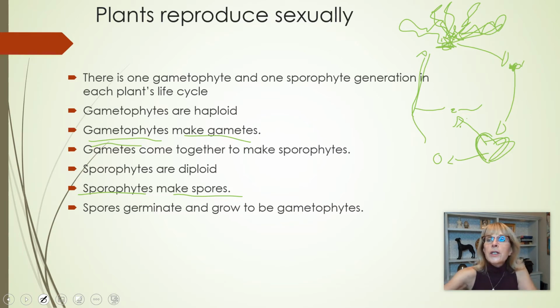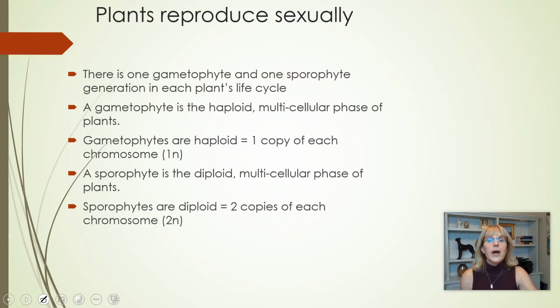Now, one more thing. The sporophyte generation is diploid. 2N is the notation in biology that says this is diploid. 2N means it has two copies of each chromosome. The spore and the gametophyte and the gametes are all 1N. They're all haploid. So it's probably easier to remember that everyone's haploid except for the sporophyte generation. There's one gametophyte and one sporophyte generation in each plant's life cycle.